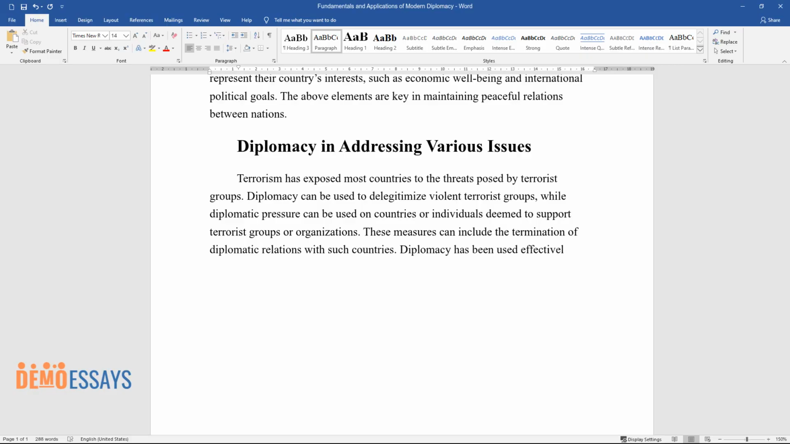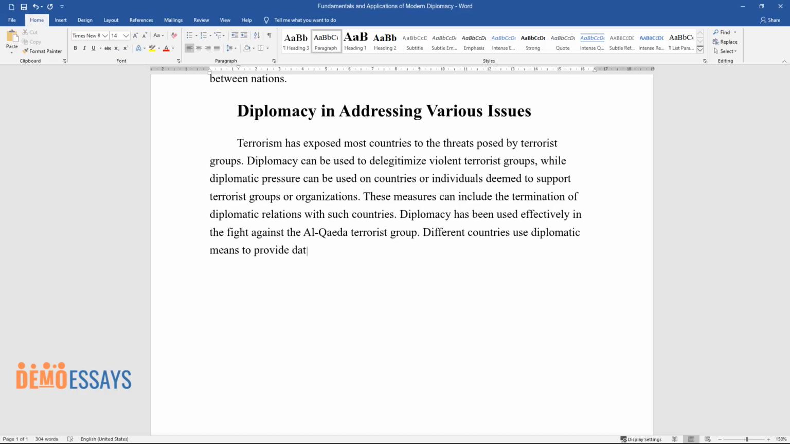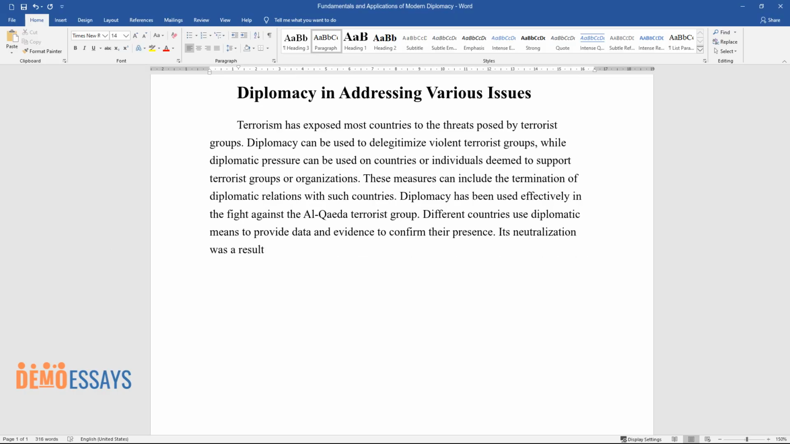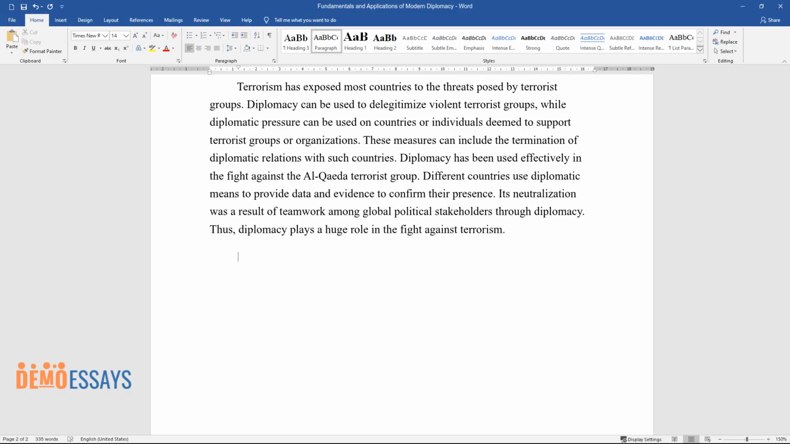Diplomacy has been used effectively in the fight against the Al-Qaeda terrorist group. Different countries use diplomatic means to provide data and evidence to confirm their presence. Its neutralization was a result of teamwork among global political stakeholders through diplomacy. Thus, diplomacy plays a huge role in the fight against terrorism.